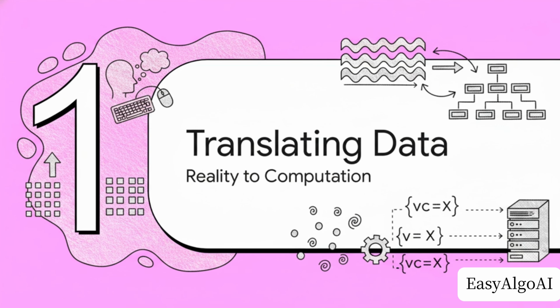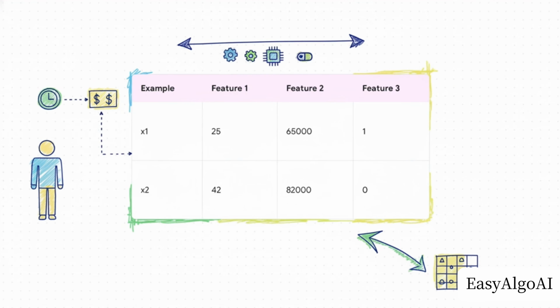All right, part one, translating data into math. This is all about bridging reality and computation. In machine learning, we usually organize our data into tabular formats. Think of it like a giant spreadsheet. Each row is a specific example, maybe an individual person, and the columns represent numeric features about them.